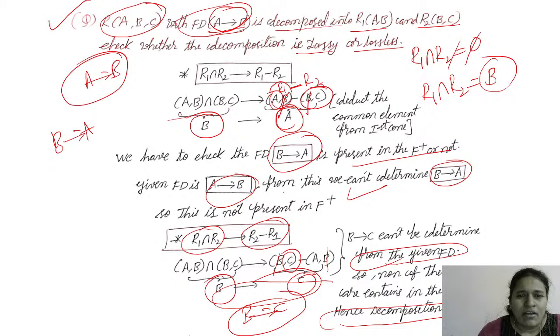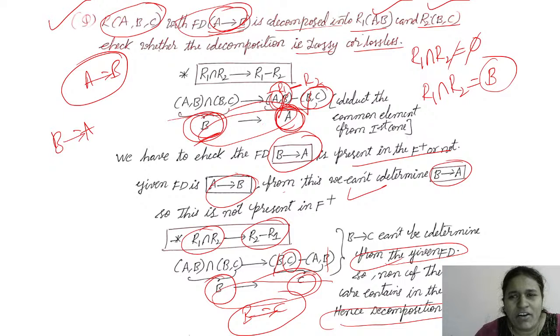Okay friends, otherwise we can see it like this also. R1 intersection R2 is B. Is this a key of any of the given relations? B to A is not present, right? B to A is not present in R1 or R2. That's why B is not a super key of R1 or R2. That's why this decomposition is lossy, right? We are not getting the original functional dependencies. We will see one more example.